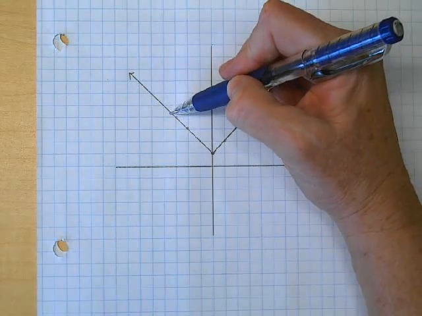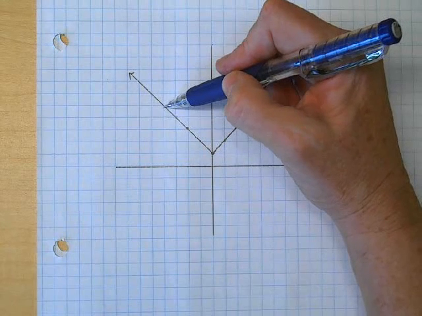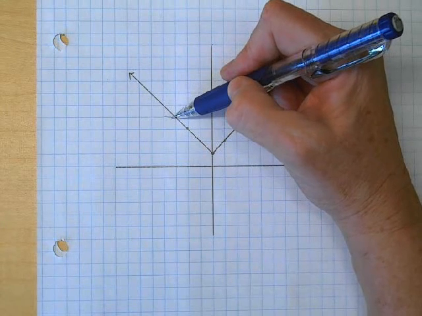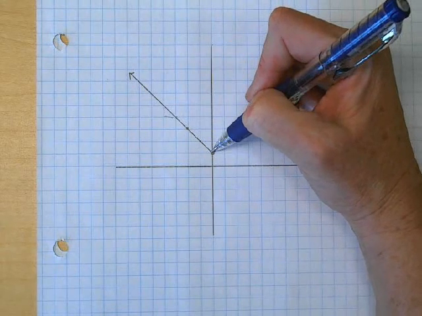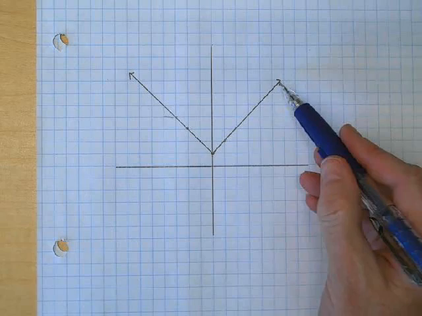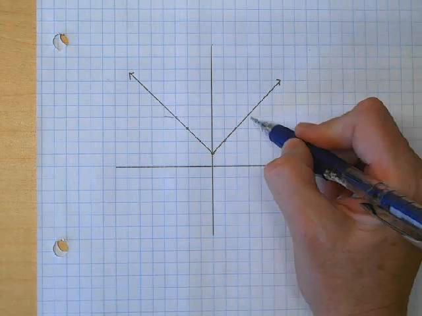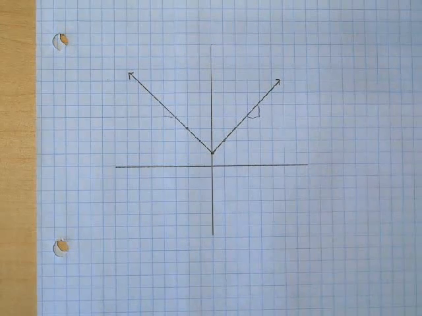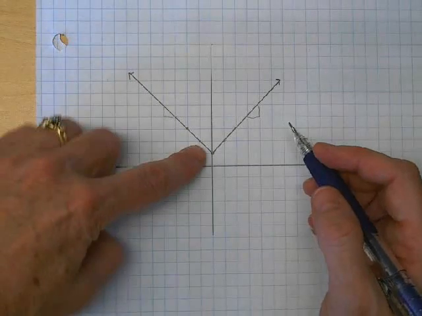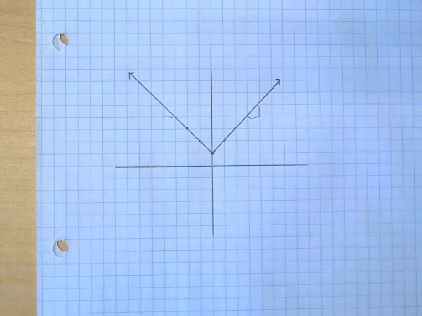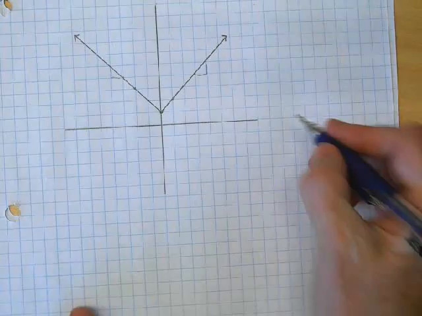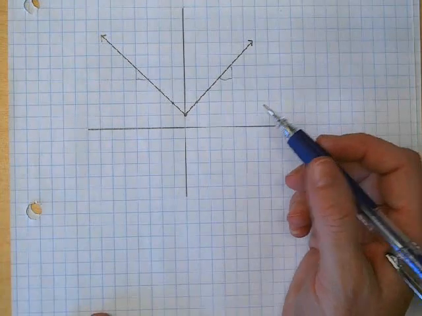Notice the limit right here. This is just a line. The slope of that line is -1. So the limit coming from the left is -1. The limit coming from the right has a slope of +1. So if the limit from the left does not equal the limit from the right, it's not differentiable at that point.